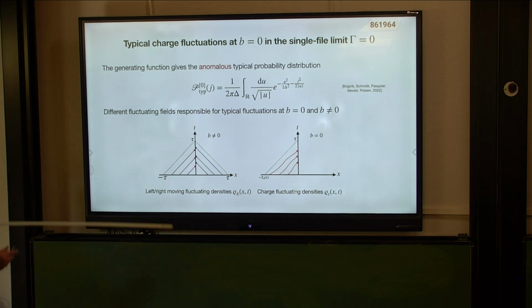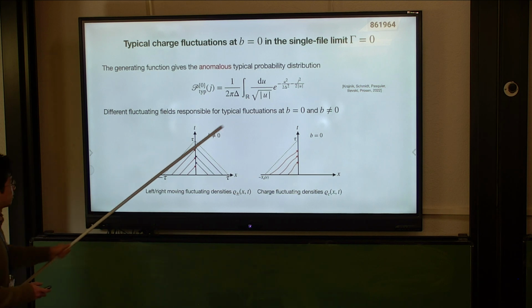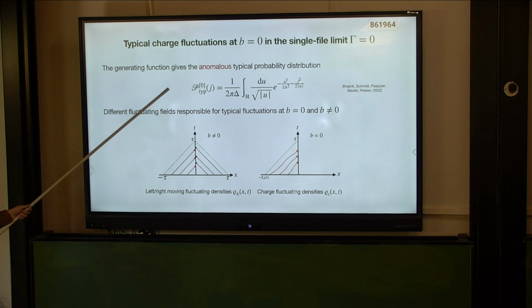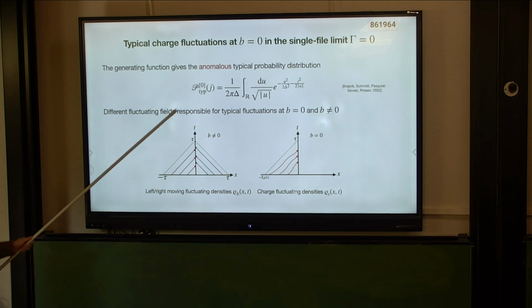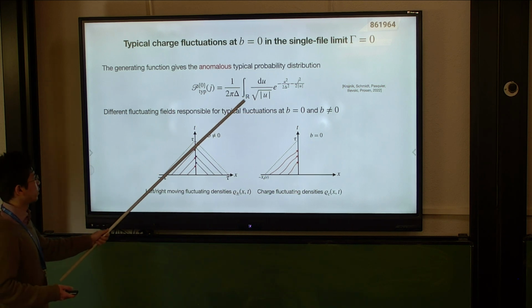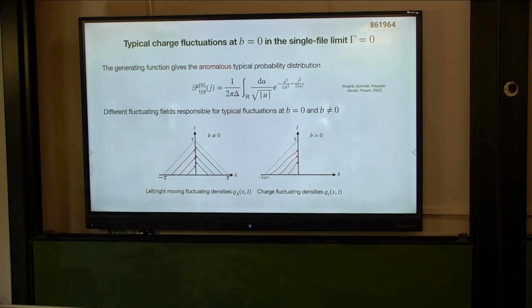But here you have this very strange structure, which amounts to a very skewed profile of this probability distribution. I will show the profile later, but this is going to look quite strange around the edges. Anyway, from this discussion, what we can learn is that depending on whether you are at half filling or not, the fluctuating fields that are responsible for these typical fluctuations are different.